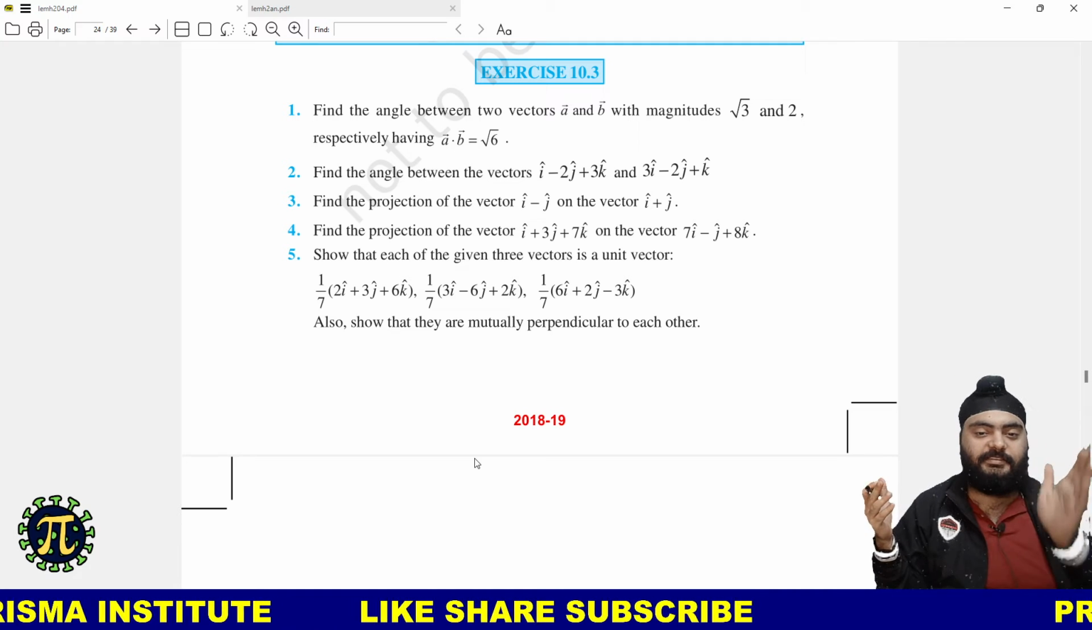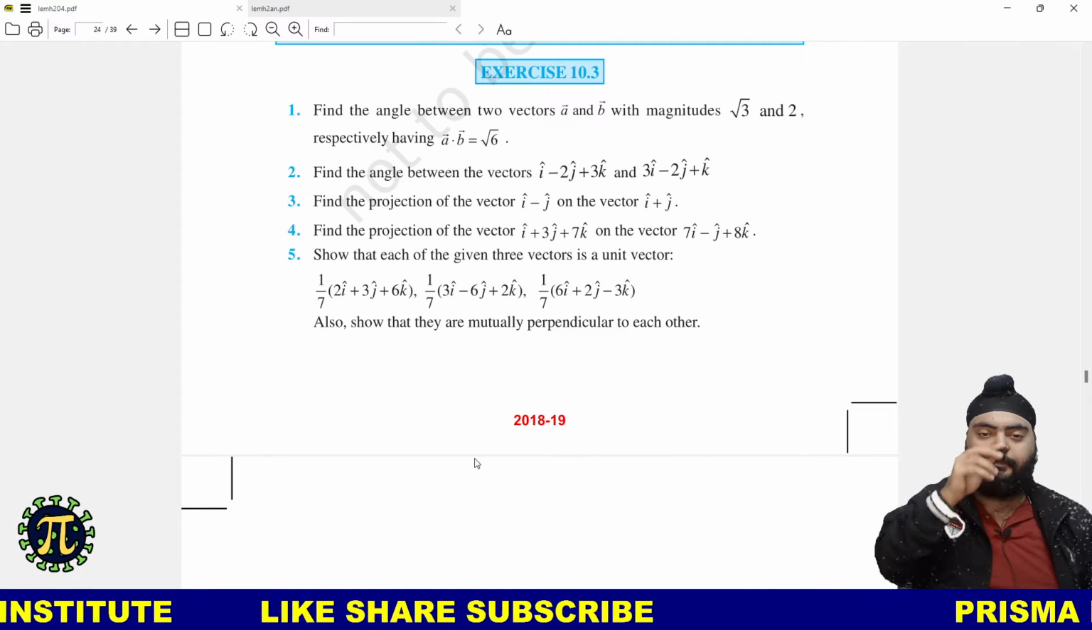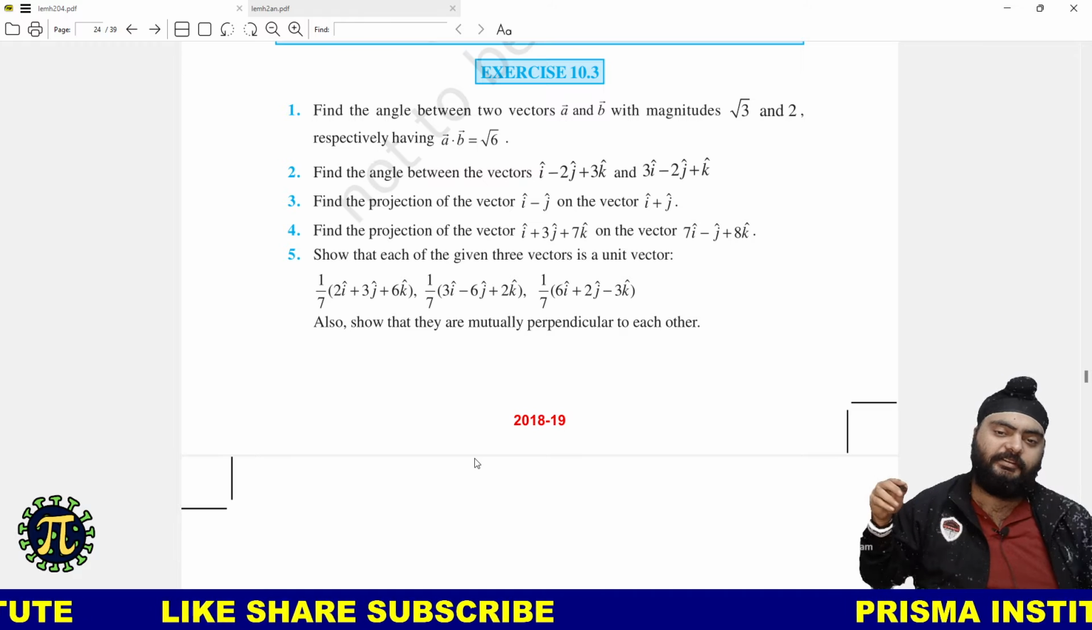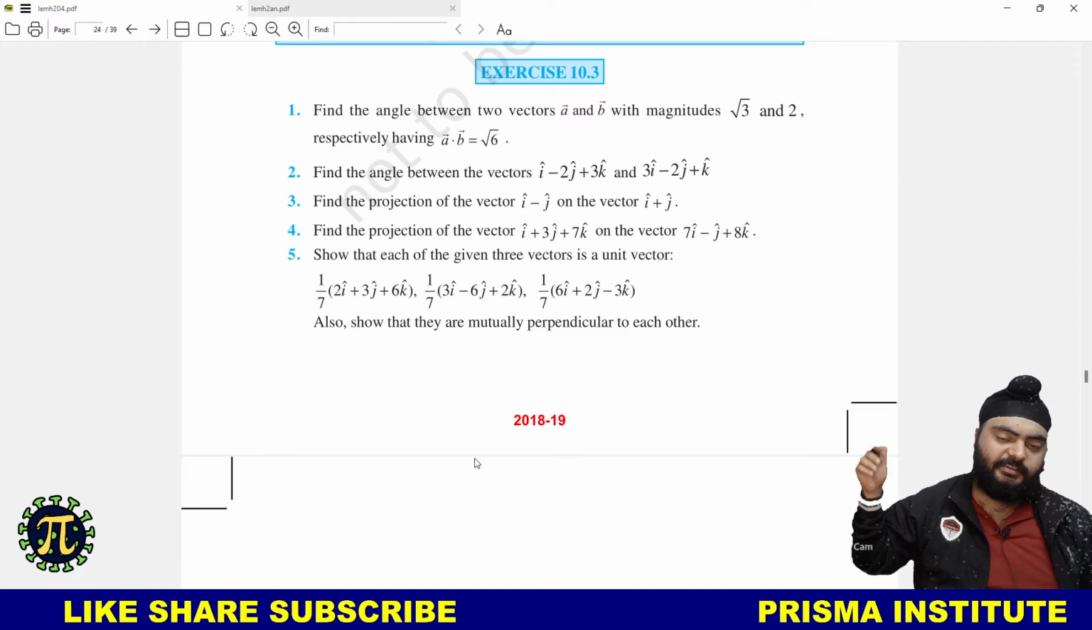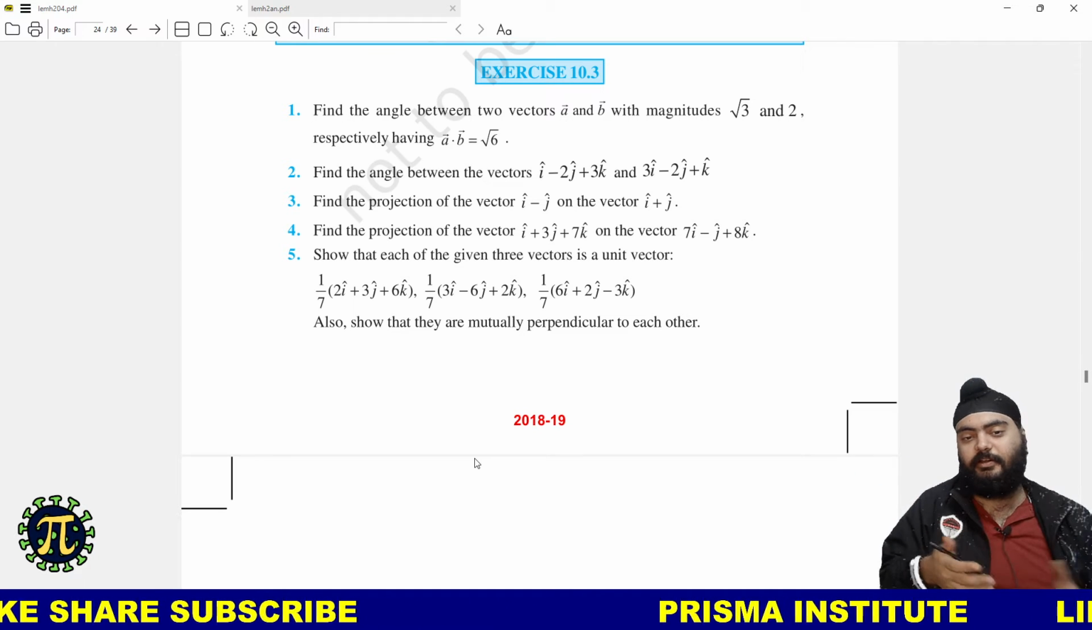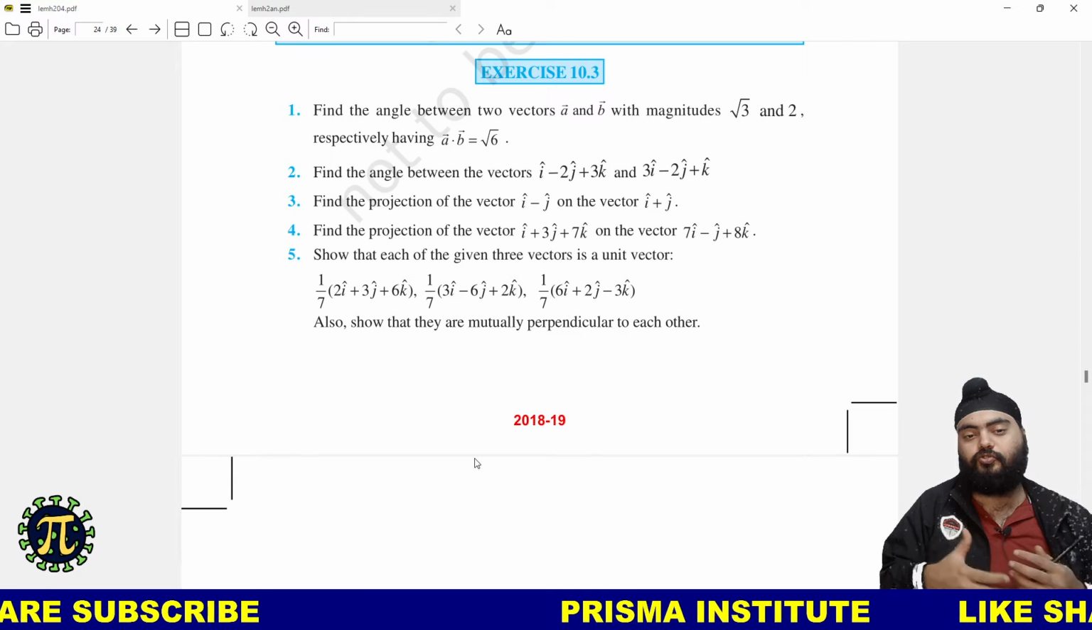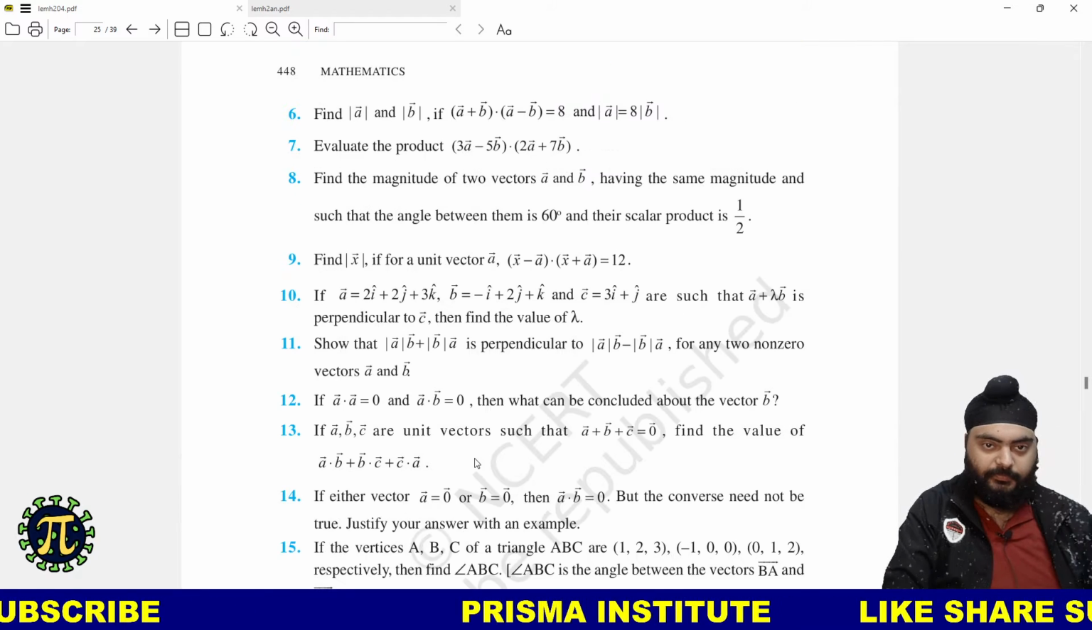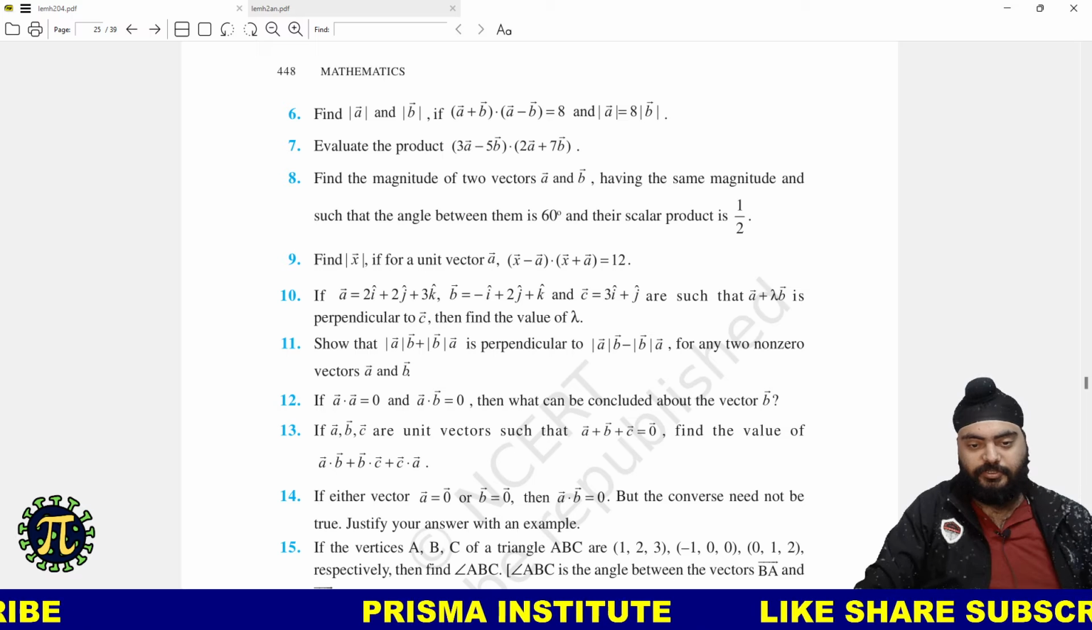X axis, y axis, and z axis. So you can call them capital X, capital Y, and capital Z, or x dash, y dash, z dash. But they are mutually perpendicular and they are unit vectors, so they can be used to construct vectors. So let's move to our next question.